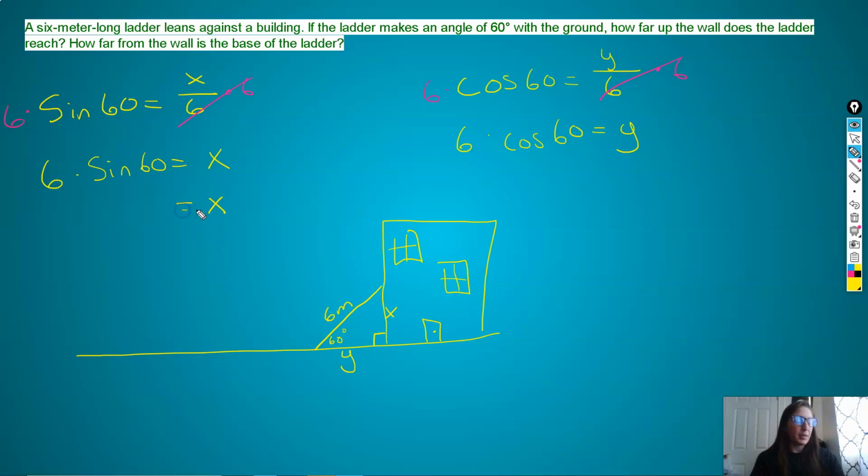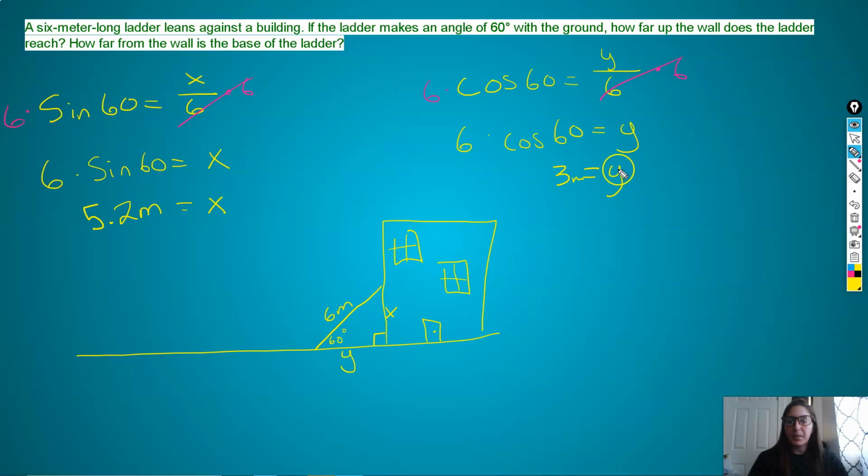So x is equal to 6 times sine of 60, and I'm going to round to 1 decimal place, 5.2. Now what are my units? I'm using meters. Okay, now 6 times cosine of 60 is 3, because cosine of 60 is 1/2. And then 3 meters is equal to y. So to answer these questions, for x, the ladder is 5.2 meters up the wall, and the wall to the base of the ladder is 3 meters.